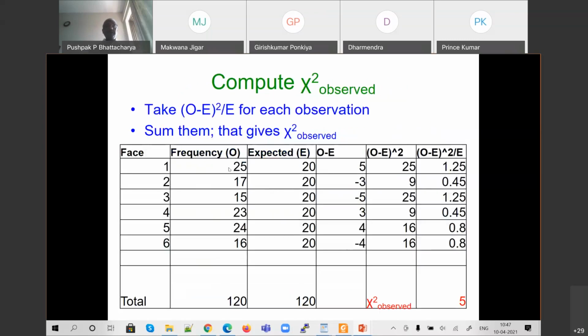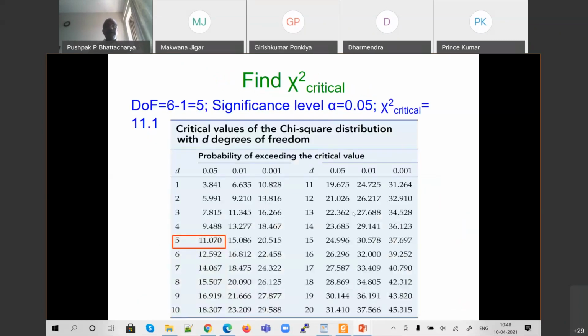First, we look at the frequency of the observations. 1 appears 25 times, 2 appears 17 times, and so on. Expected values are 20 for each face. I calculate observed minus expected, get 5, minus 3, minus 5, and so on. Get (O minus E) square and divide it by expected. So I get 1.25, 0.45, 1.25, and so on. I add all these (O minus E) square by E and get a value of 5. So this quantity 5 is called chi-square observed. And then we are required by the methodology to find out chi-square critical.